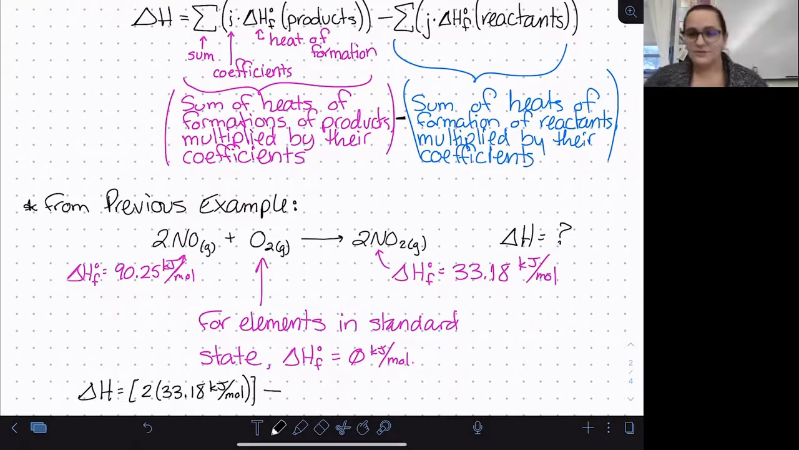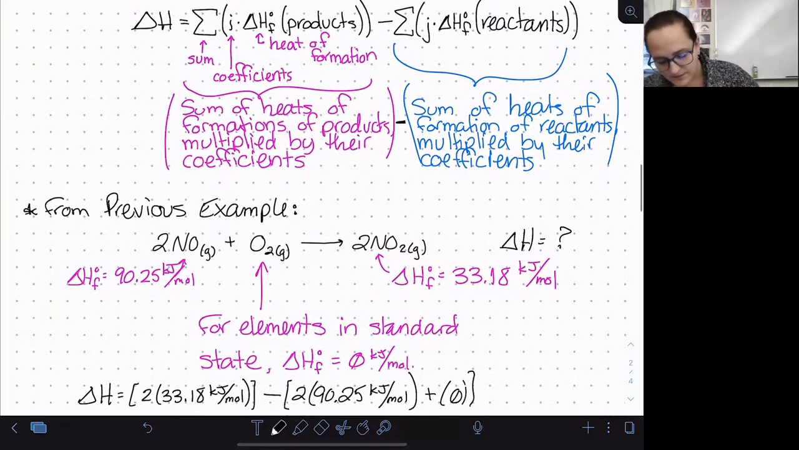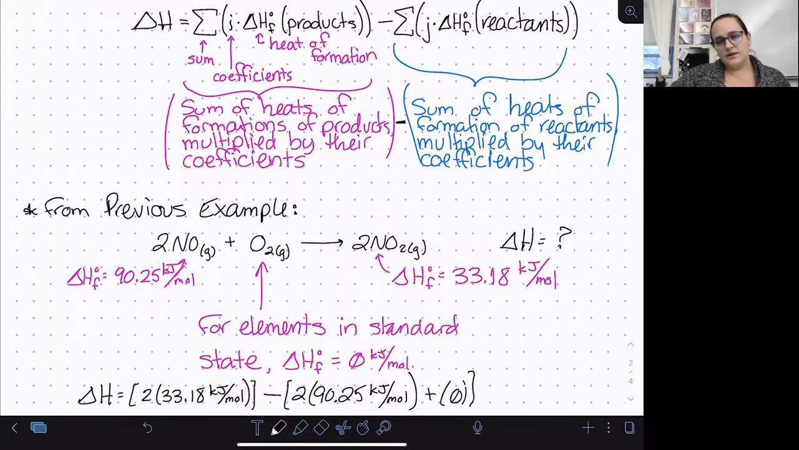From that, we're going to subtract the same type of thing for the reactants. So on the reactant side, we have NO along with its heat of formation, and we'll take that heat of formation and multiply by the coefficient. So we'll do 2 times 90.25. And then we also have oxygen over here, which has a heat of formation of 0. You don't have to include that in the calculations. Clearly, it doesn't make a mathematical difference.